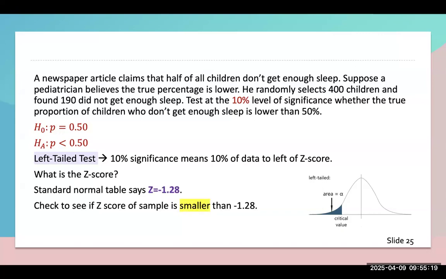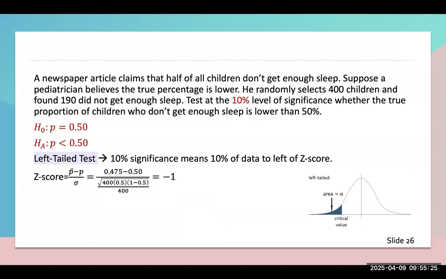So let's find our z-score. We need to find p hat, which is 190 over 400. 190 over 400 is 0.475. Then we're just going to plug that into the z-score formula. Double check that you can get the same thing I get, which is negative 1.